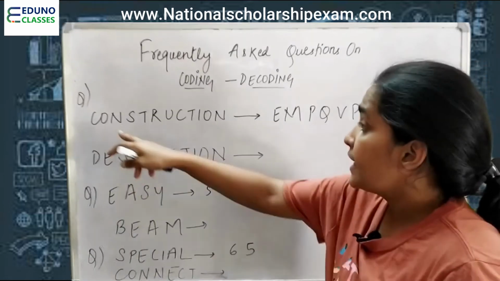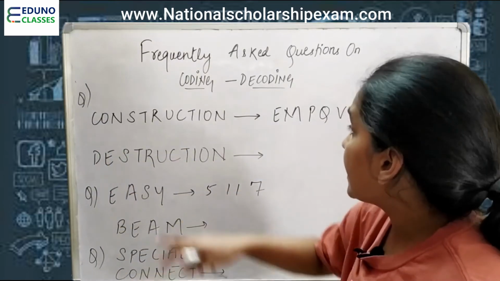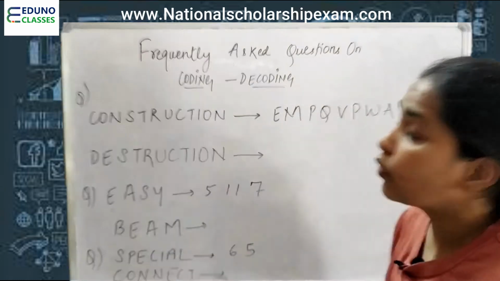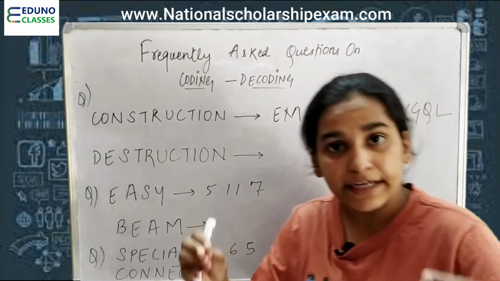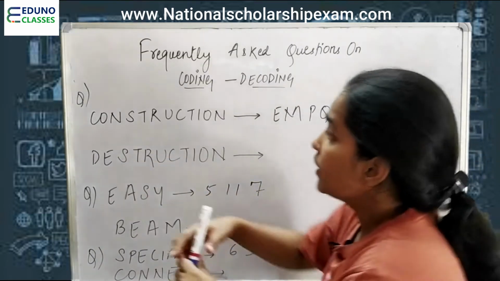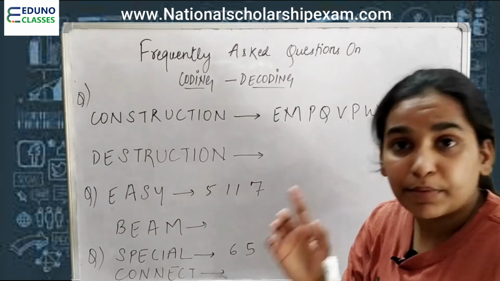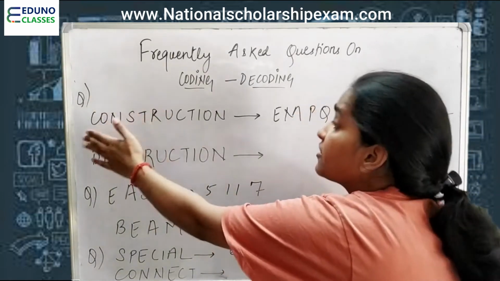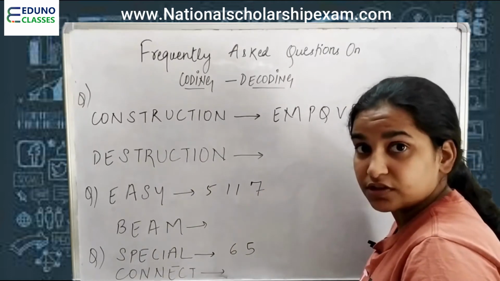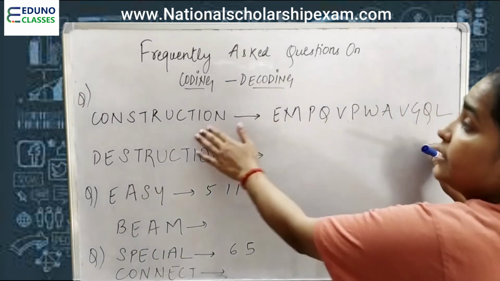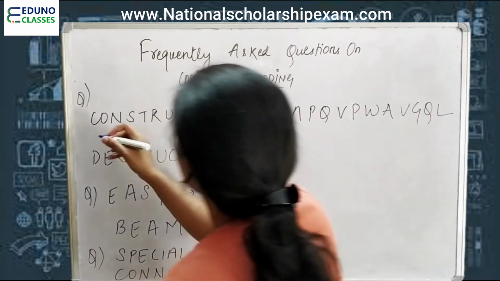It says, if the word construction is coded as this, then what would be the code of destruction? So here we have to identify the pattern and apply that pattern in this question. What we learned in our previous slides is that we have to first write down the respective numbers of this word, and then see what the relations are here and here. So let us first write it down.